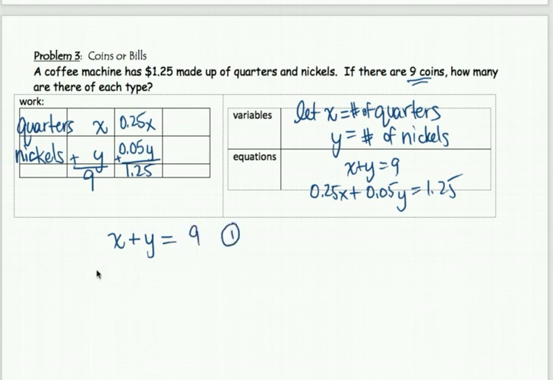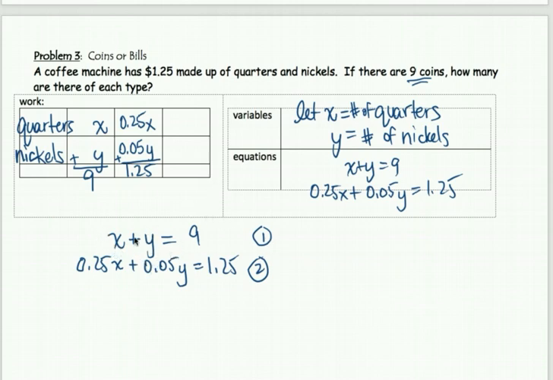Okay, so there's my equation 1, and here's equation 2. Again, you line up the letters, line up the numbers, the constants, the equal sign, and then you take a look and go, okay, I want to get rid of one of the letters, but right now there's a 1x here and a 0.25x, a 1y here and a 0.05y. So we don't have the same coefficients in front of the letters, so we have to make a decision here and multiply.